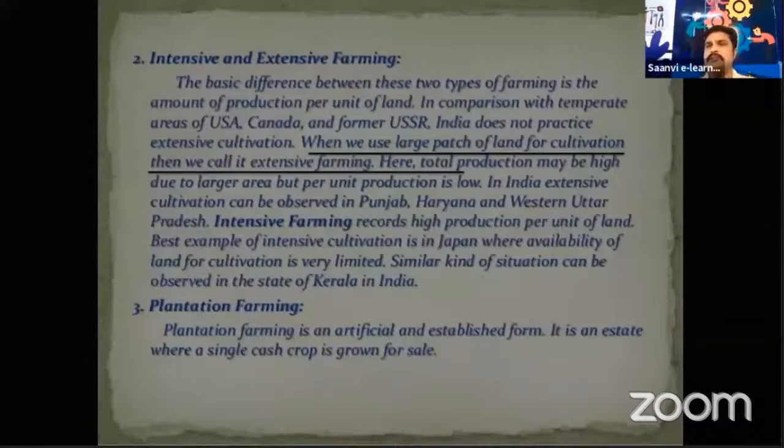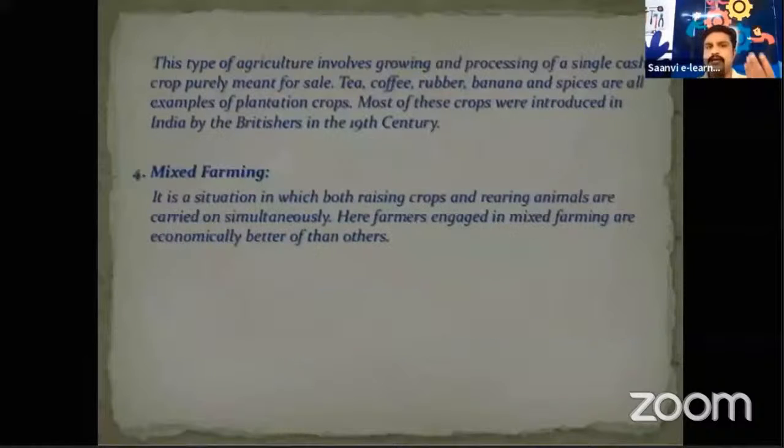Even in the concept content book, you can see the same topic if you like, to go through later. Some more points: this type of agriculture involves growing and processing of a single cash crop purely meant for sale. Tea, coffee, rubber, banana, spices are all examples of plantation crops. Please note it down.